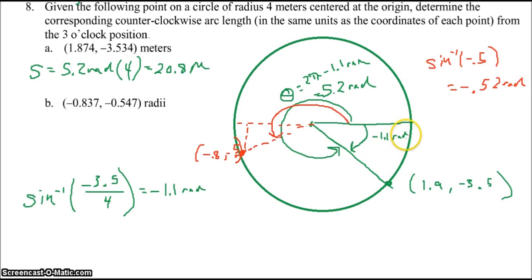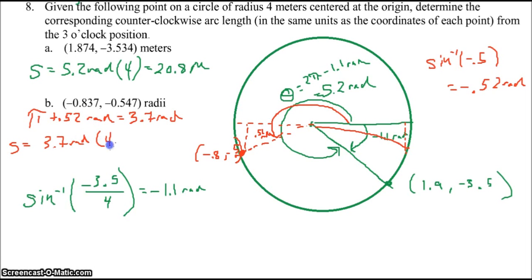This tells me that if we are looking at this same vertical distance here, the angle required would be negative 0.52 radians. So this angle is 0.52 radians, and so we can just take pi plus 0.52 radians to get the entire angle that we need. That's 3.66 or 3.7 radians. And then we just need the arc length, so we'll multiply 3.7 radians times 4 meters.